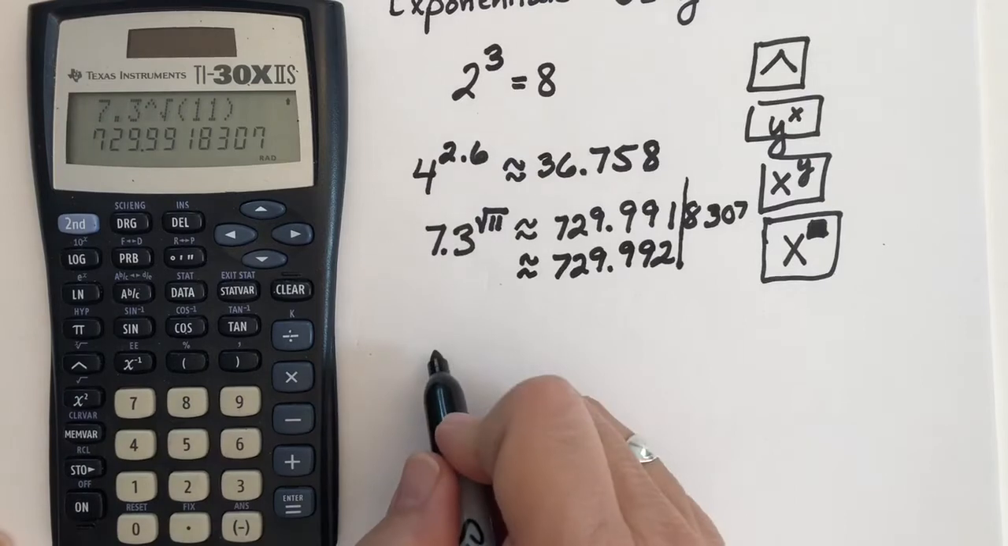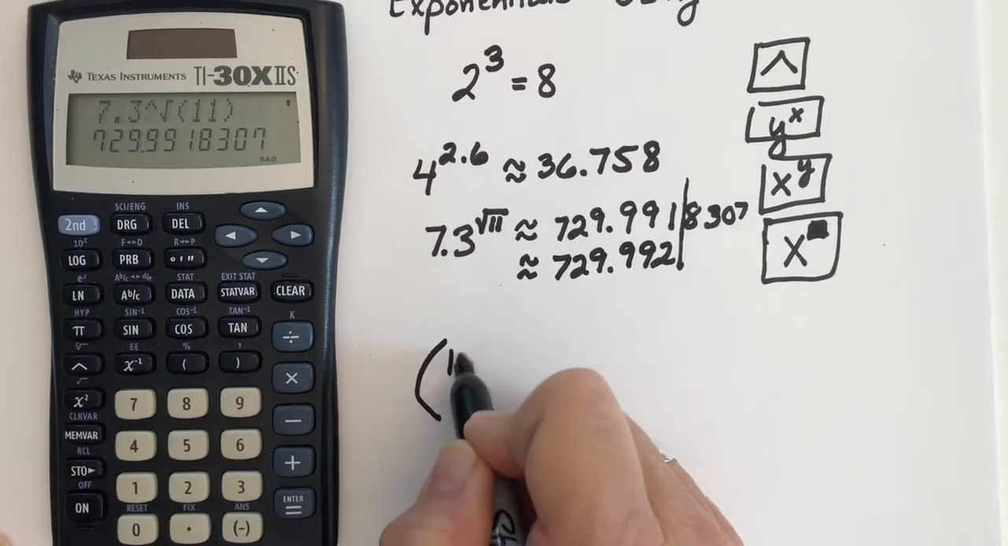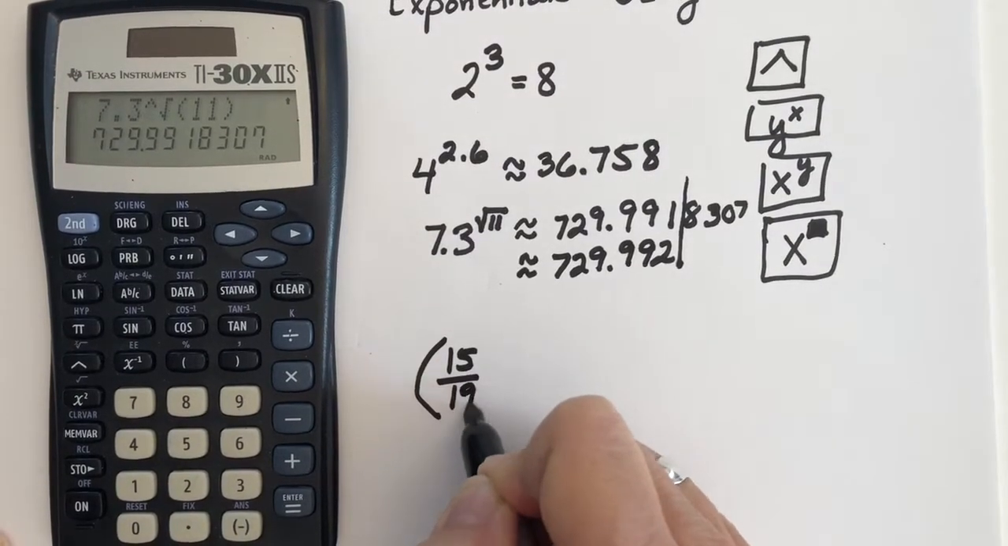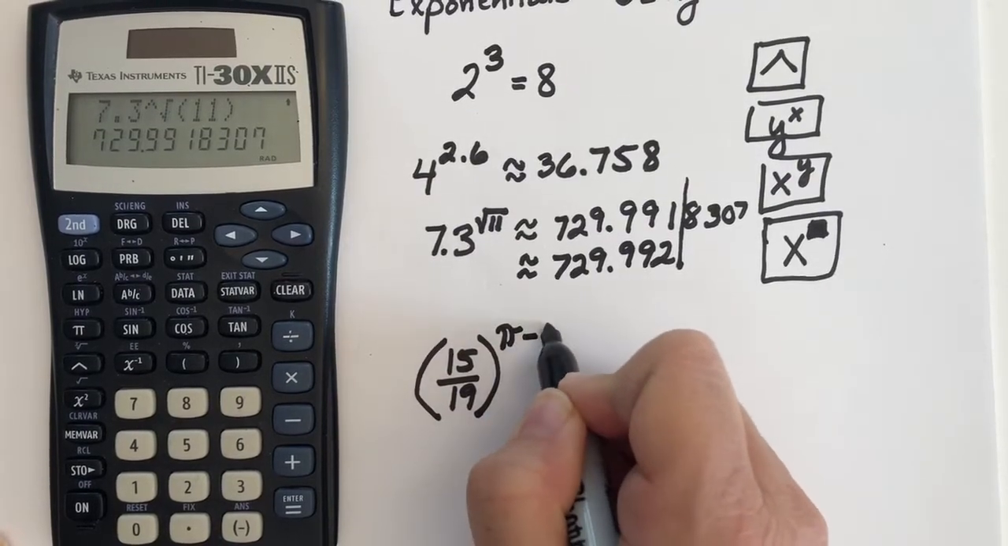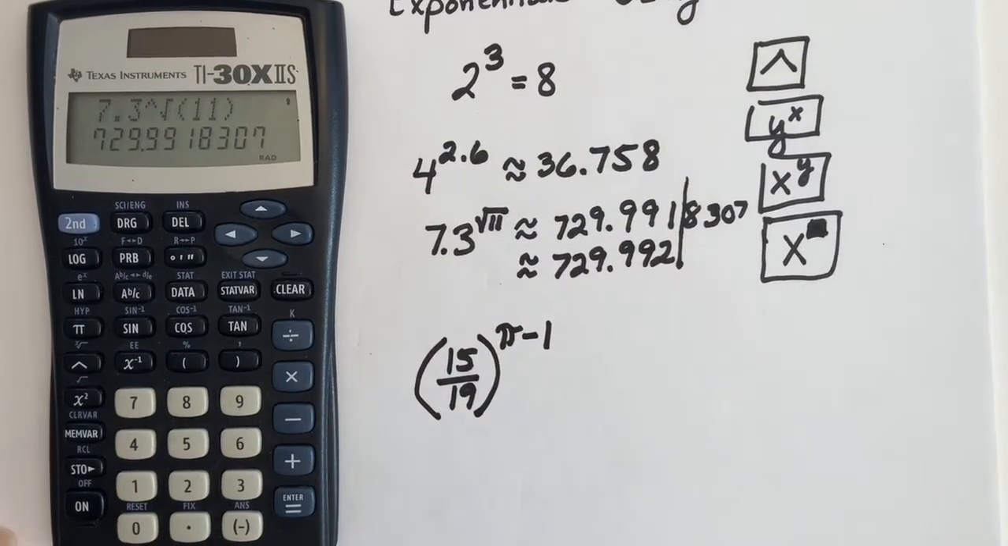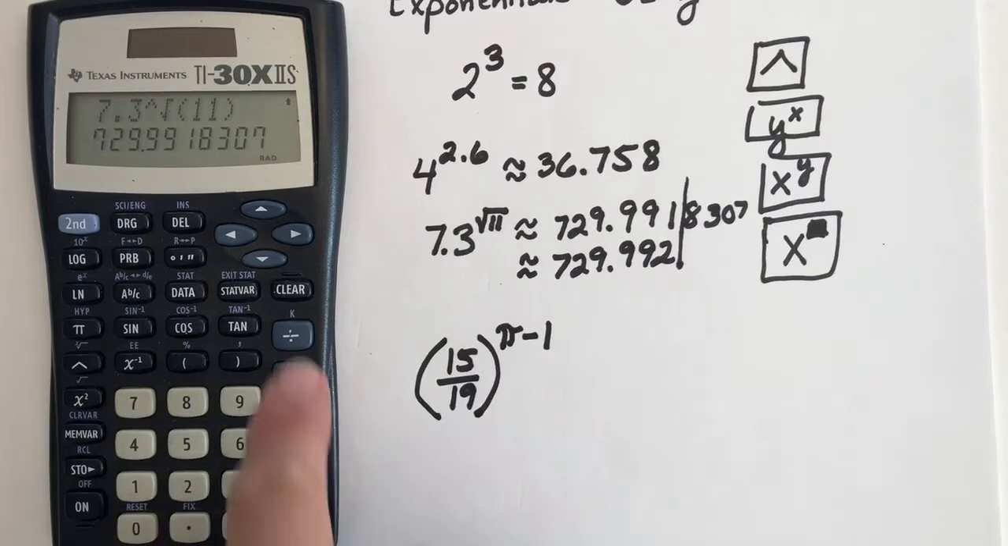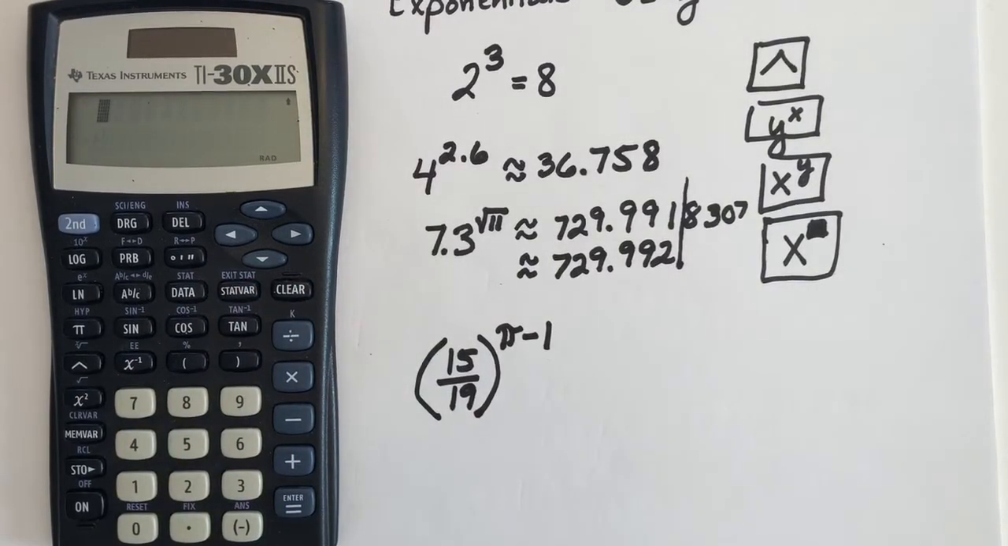Let's do another one. Let's evaluate 15/19 to the pi minus 1 power. I just want to get us practice using our calculators. So the base this time is 15/19. Let me clear my calculator.